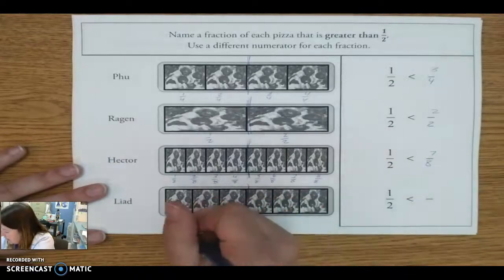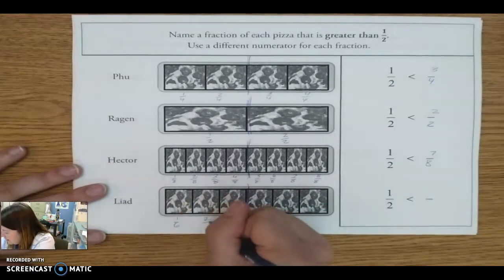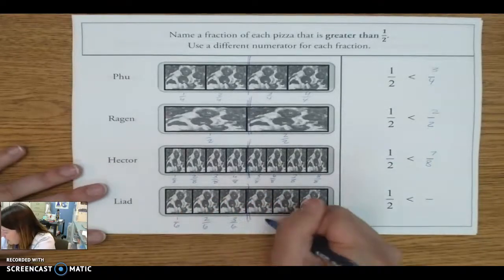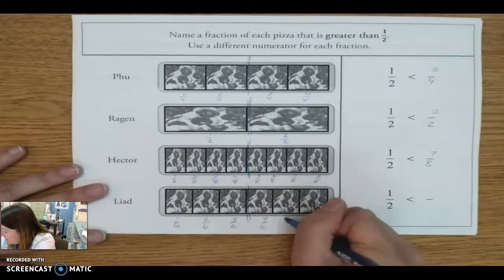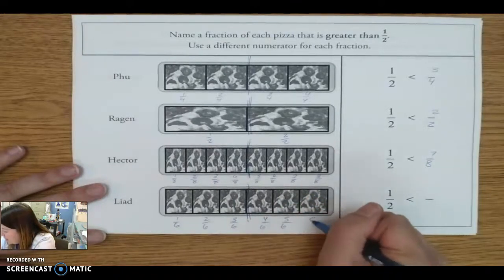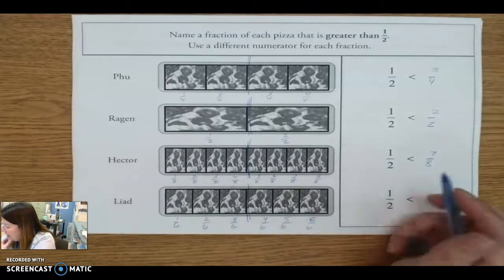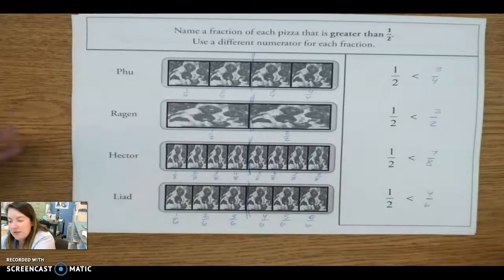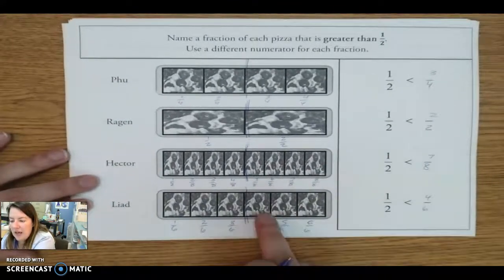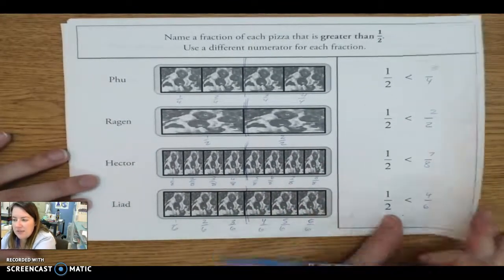And this last one is sixths. So name a fraction that is larger than a half. It will be any of these on this side, right? So I'm going to say 4/6. Any of those would be larger than a half. 4/6, 5/6, or 6/6.